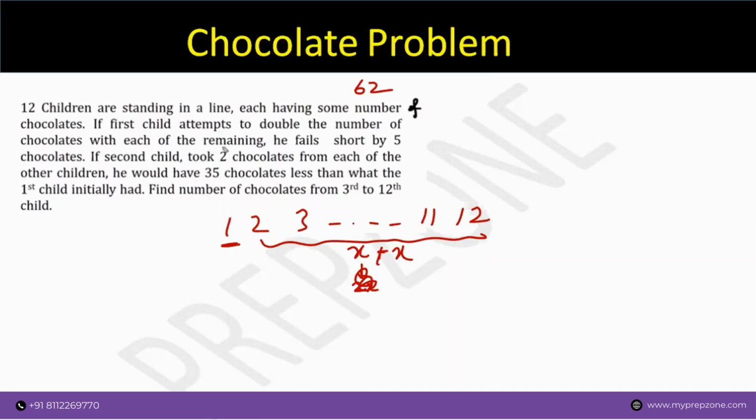But what is given in the question? When he tries to do it, he falls short by 5 chocolates. His intent is to give x chocolates to the second through 12th, but the question says he is falling short by 5 chocolates. This actually means the first person has x minus 5 chocolates. Because if he had x chocolates, he would easily be able to double the number of chocolates of the second to 12th by giving chocolates to these people. But the question says he is falling short by 5 chocolates. It means he has x minus 5 chocolates.